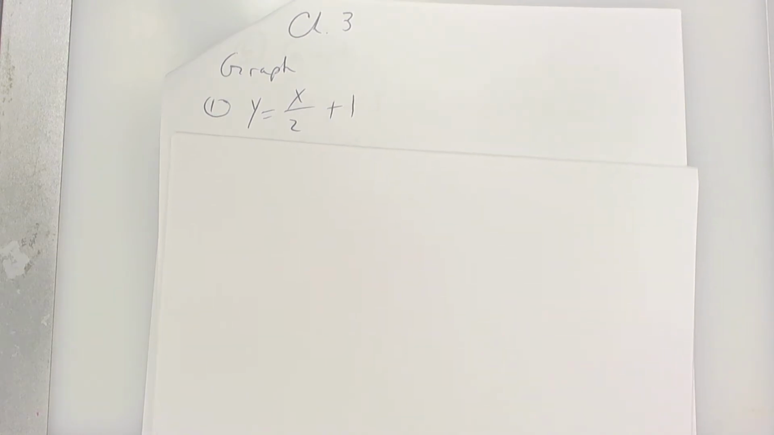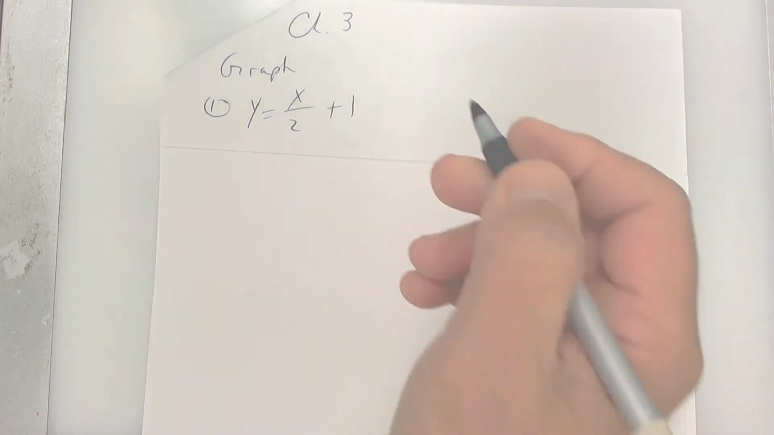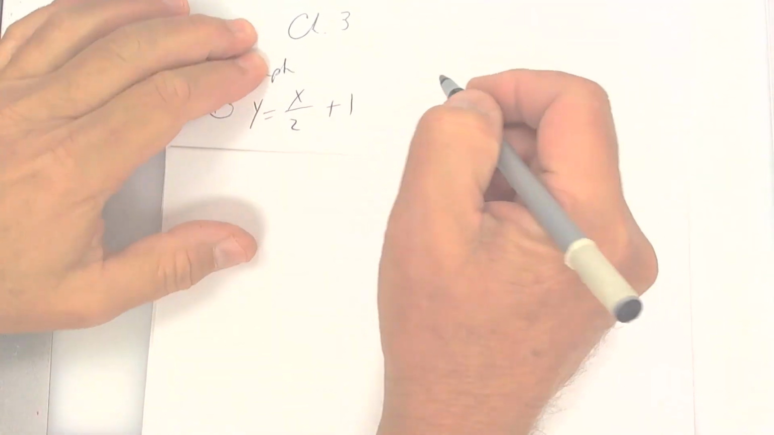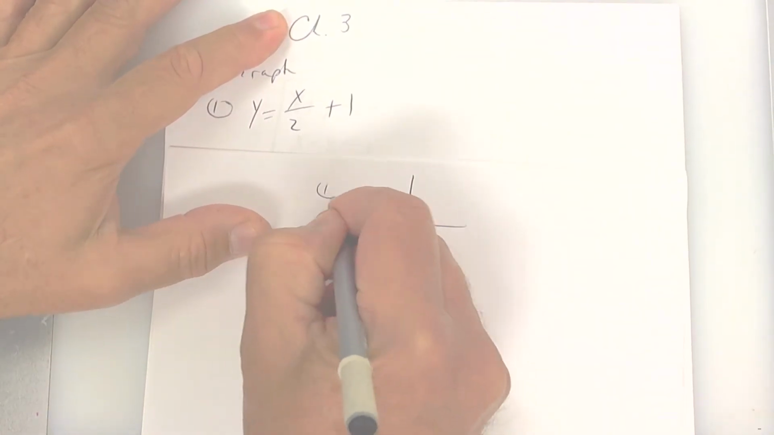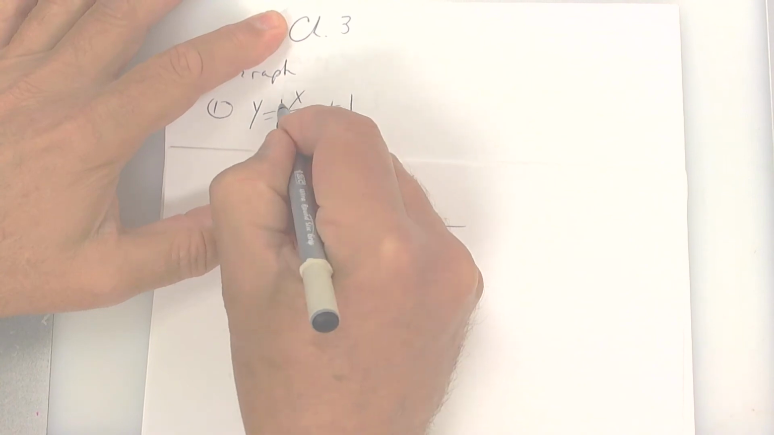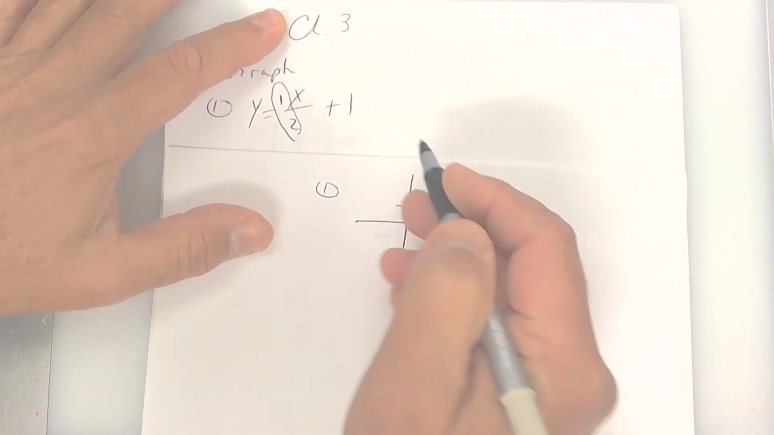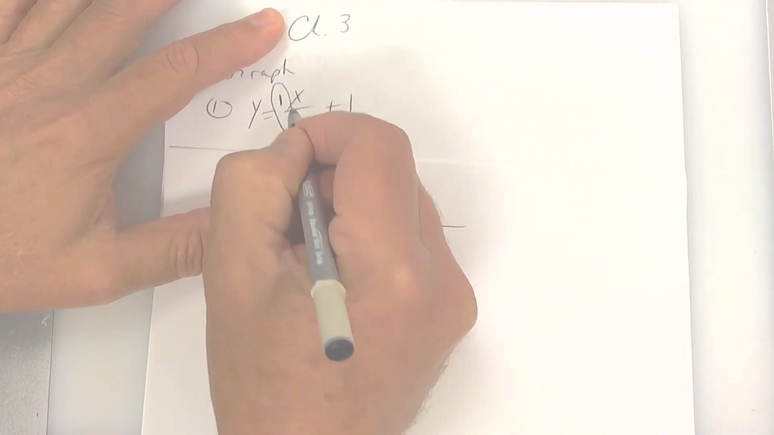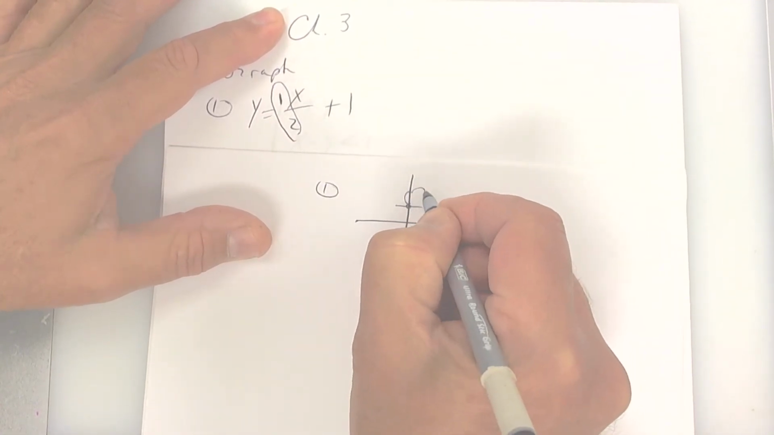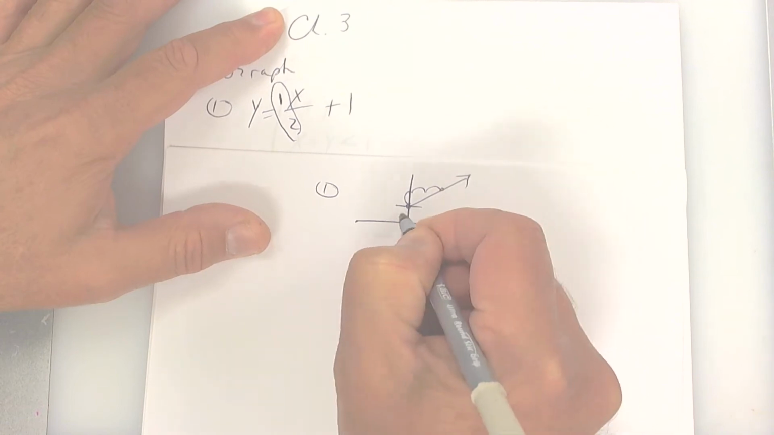So to graph this, you want to make a table. And actually, you don't need to use a table. What you can do is just use your slope and y-intercept. So your slope is 1/2. Your y-intercept is up 1. So you want to go up 1, rise over run. So up 1 and then over 2. And that's how you graph that one.